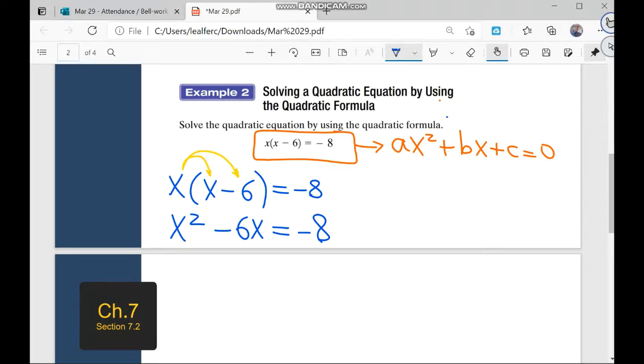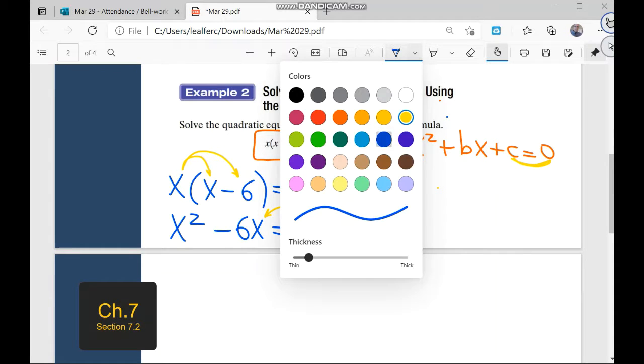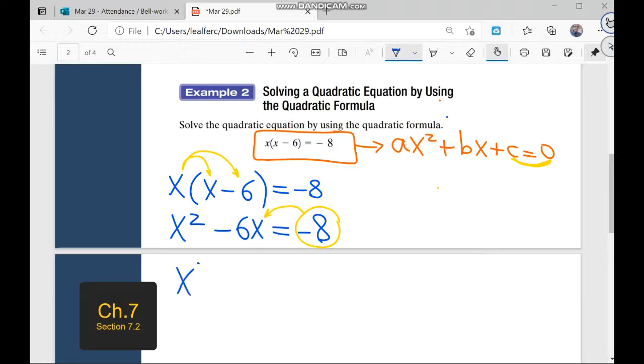Now move the negative 8 from the right hand side to the left hand side of the equation, because I need to have this equal to 0. Now we will have x squared minus 6x plus 8 equals 0. And now it looks nice.